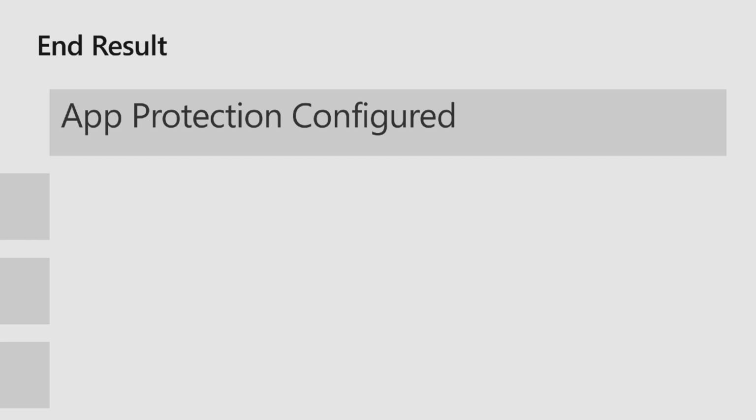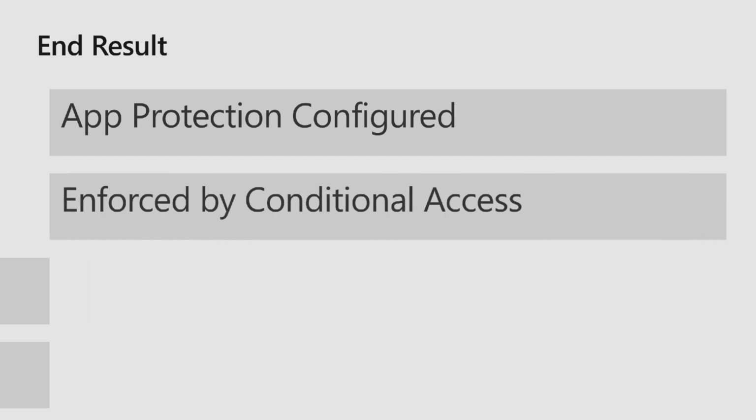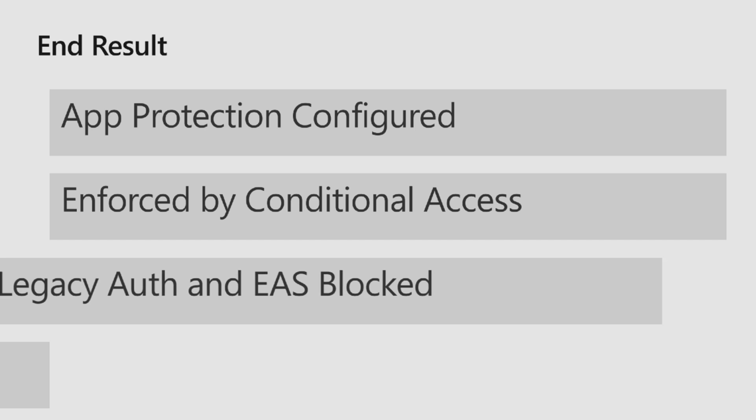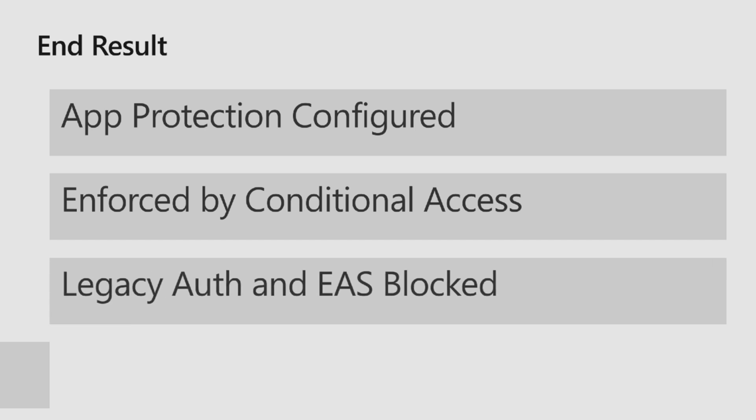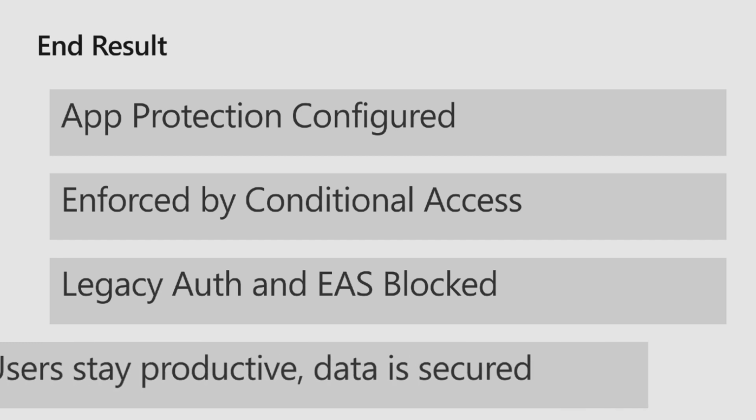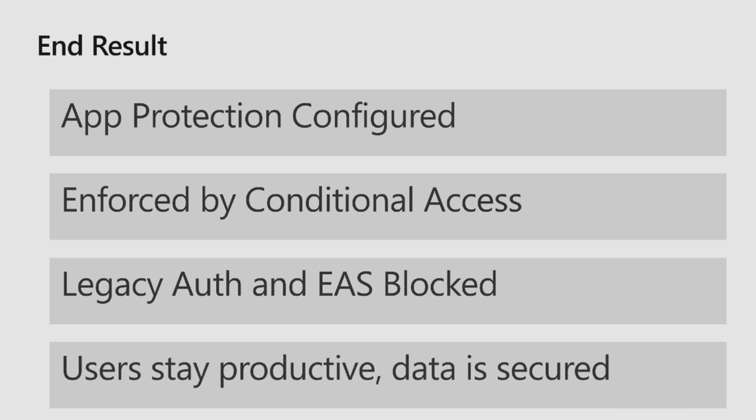So the end result of what we have been doing in this short session is that we have configured app protection. We have enforced it by conditional access. We have blocked legacy auth and Exchange ActiveSync. Users stay productive while data is secured. So this is basically all we need to have a much better control of what's happening.